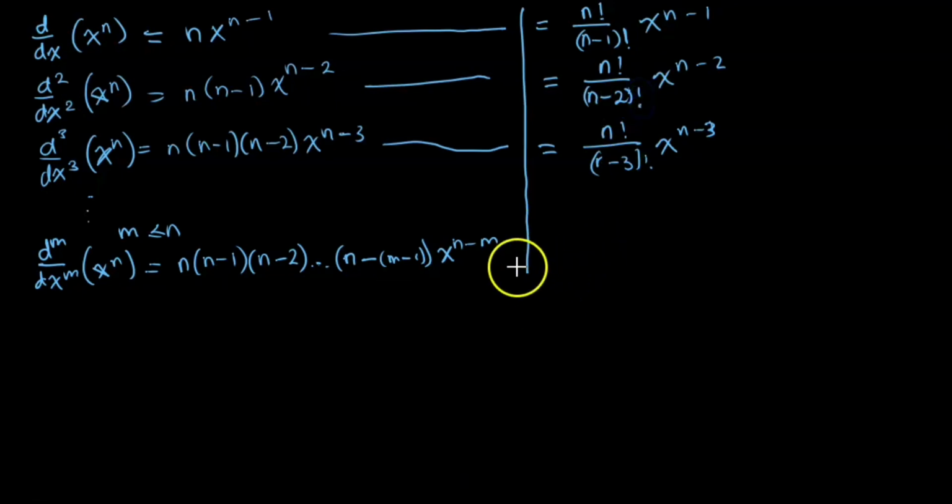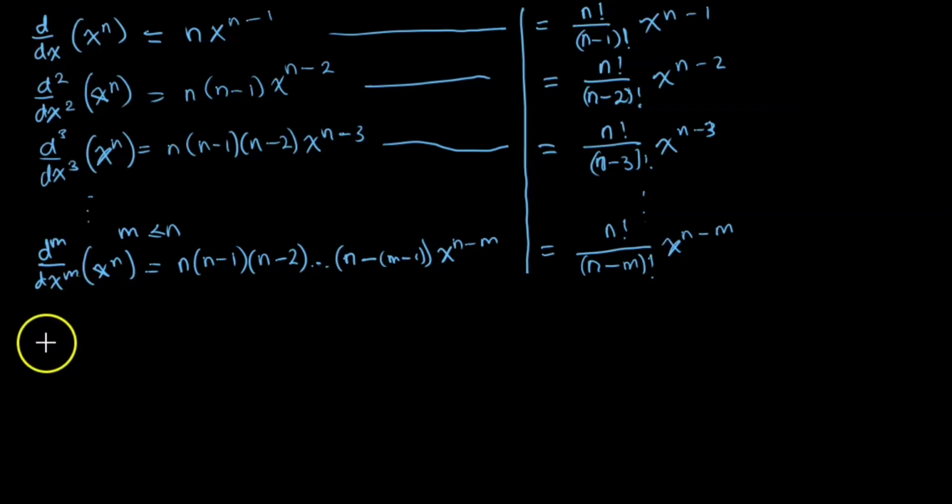Okay, that's nice. So what would you get for this general order m? This is going to be n factorial divided by n minus m factorial, times x raised to the power of n minus m. Why is that? It's just a generalization of this: x raised to the power of n minus 3, with n minus 3 factorial. So this is what we have.